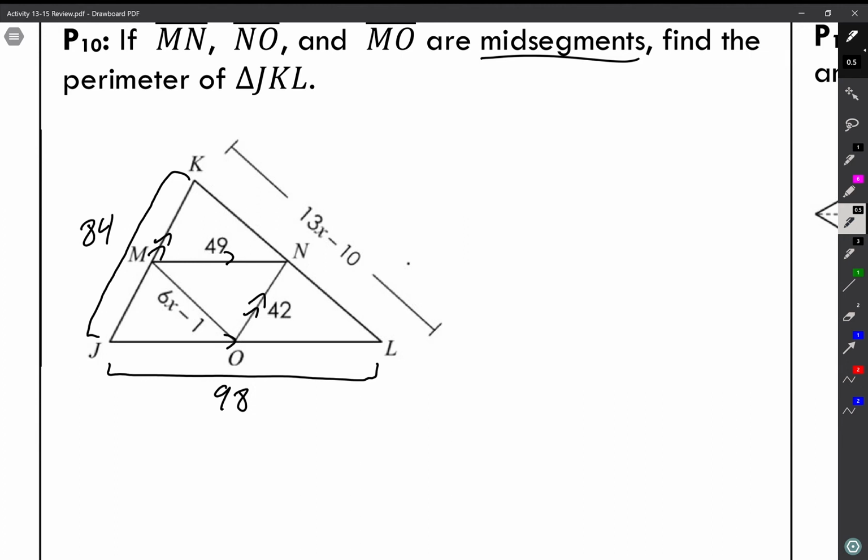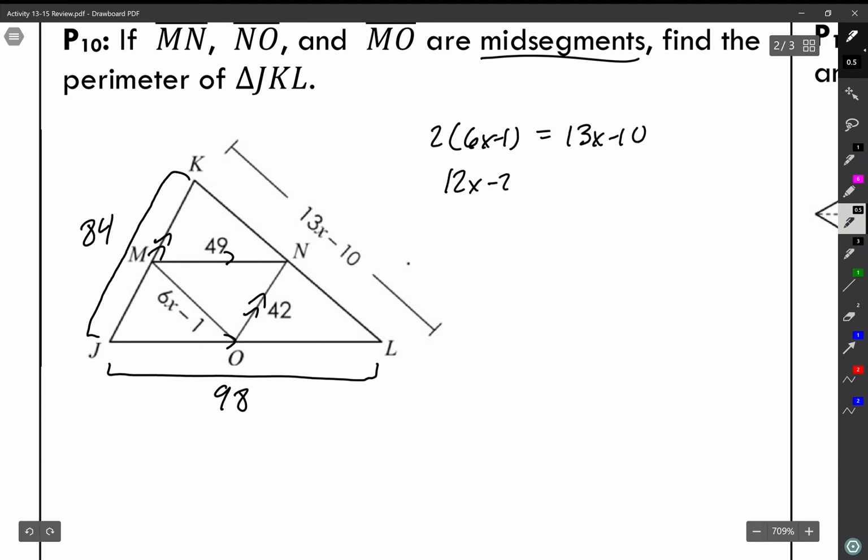Okay, so for our last one, to set up an equation to solve for x, similarly to how I found those other two sides, I can say that 2 times 6x minus 1 is equal to 13x minus 10. So 12x minus 2 is equal to 13x minus 10. Subtract 12x, add 10, so x is equal to 8.